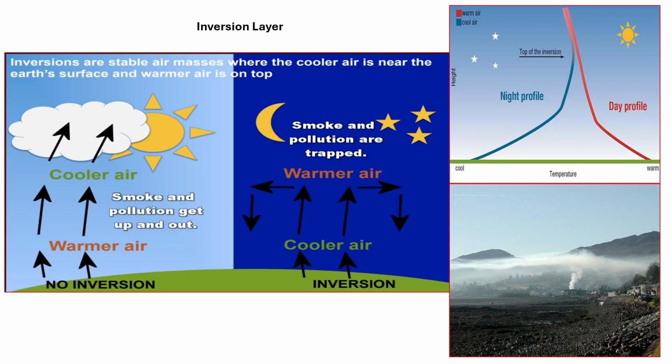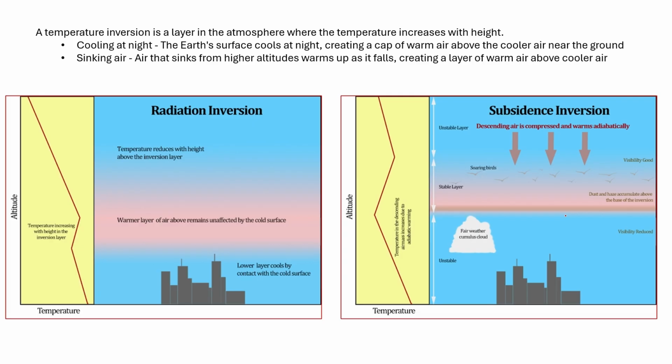Then inversion: in the bottom side we have the cool air, and in the top we have the hot air. So this cool air cannot penetrate through this hot air. So it is spreading here itself and forming the inversion layer. That is, there will always be a flow from hot to cold, so cold to hot is not possible. So it is spreading here and forming the inversion layer.